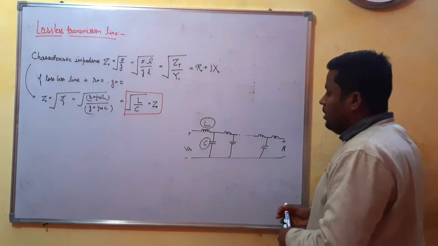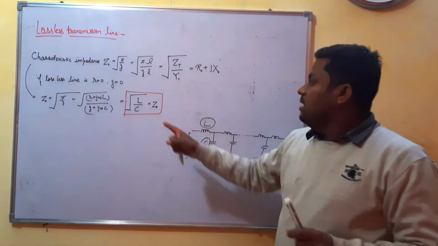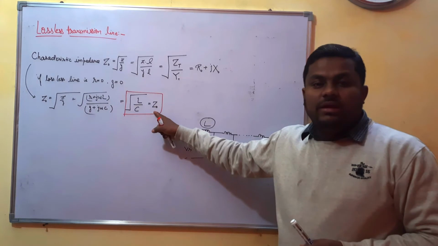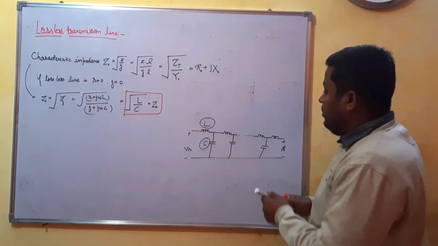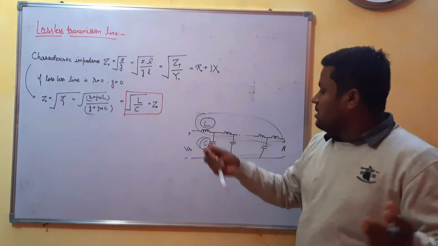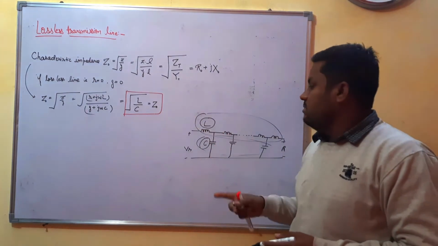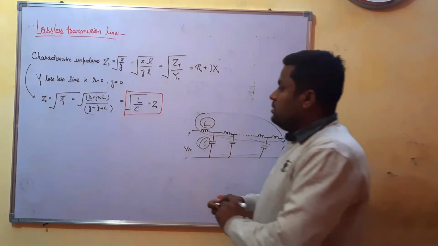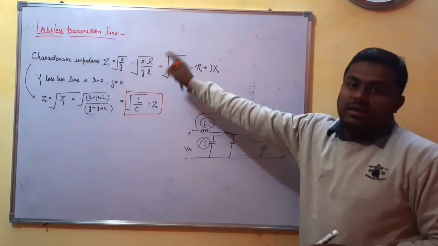Please be clear that Z0 is the characteristic impedance of the line, not the equivalent impedance of the line. The equivalent impedance here and here will be somewhat different, but Z0 is constant for a line. Okay. And it also does not depend on the length, as we see here.